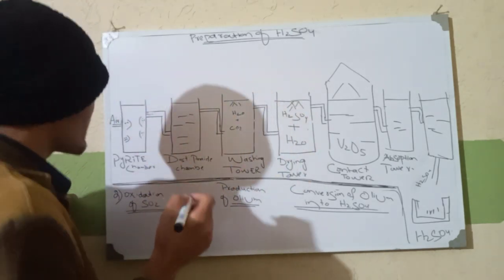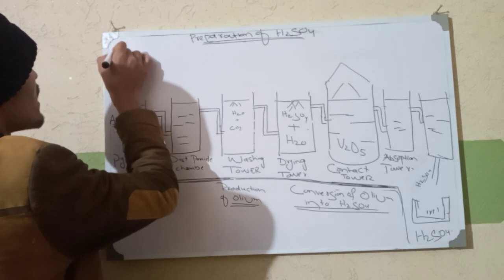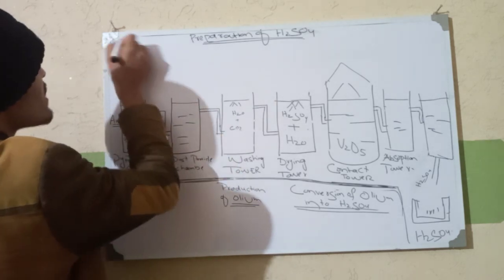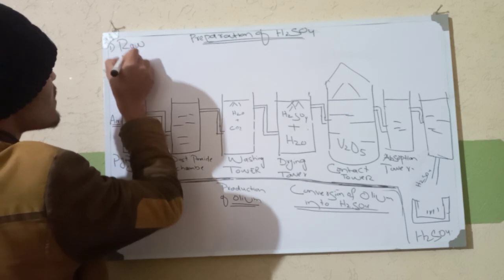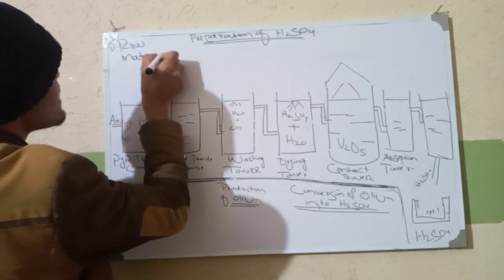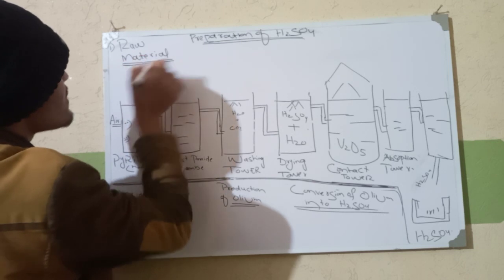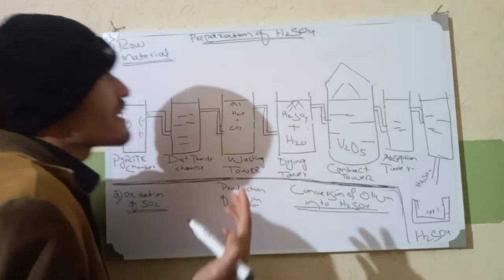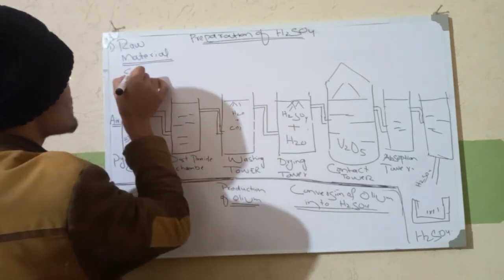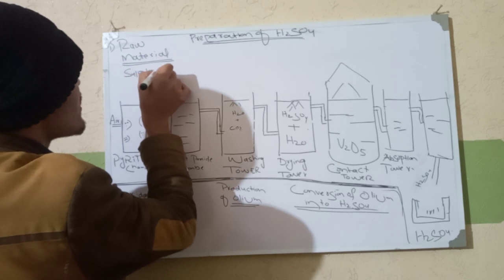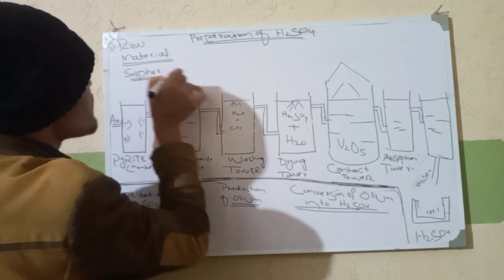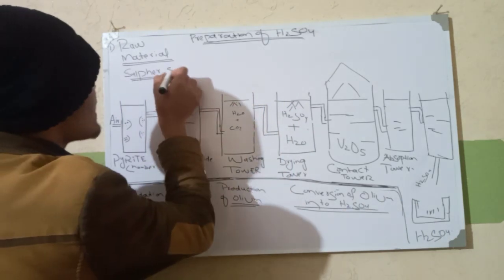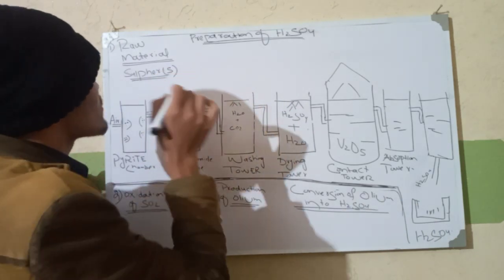The first thing is the raw material of sulfuric acid, which is sulfur. Without sulfur, it is impossible to prepare H2SO4. So sulfur is a must. Sulfur is the raw material in the contact process for the preparation of H2SO4.